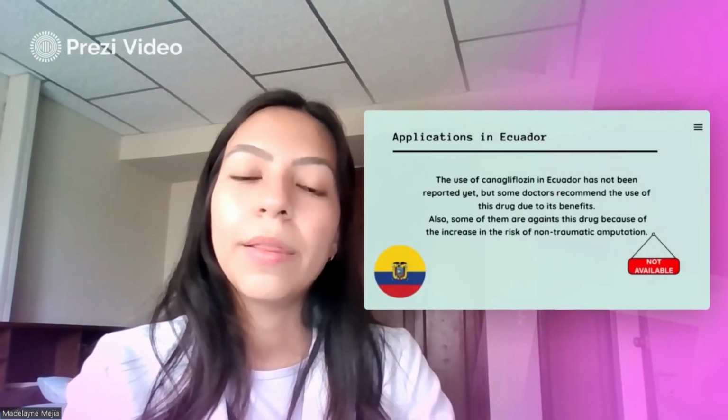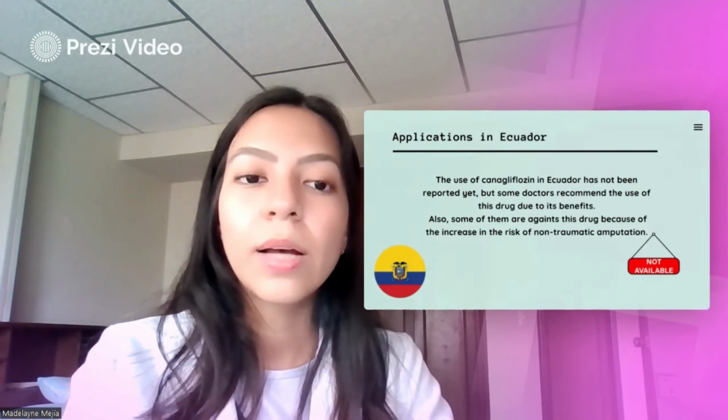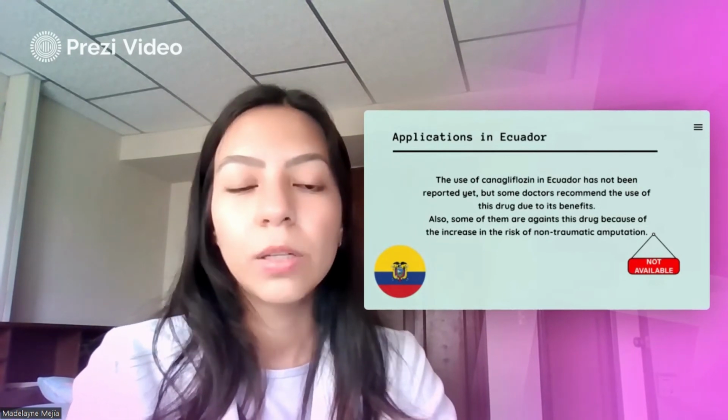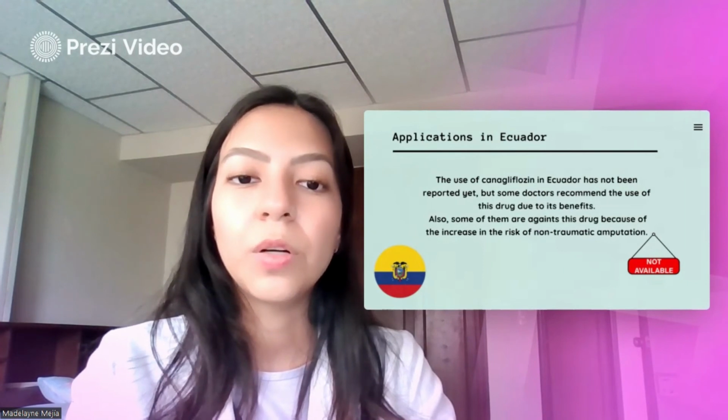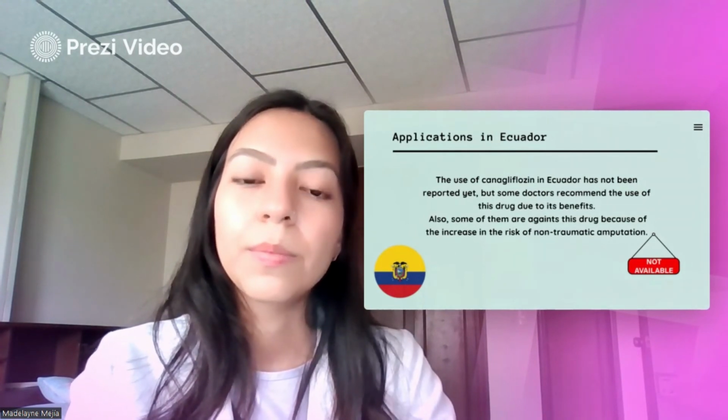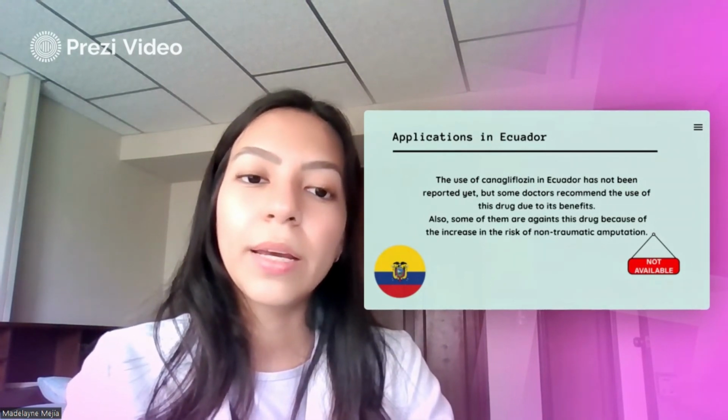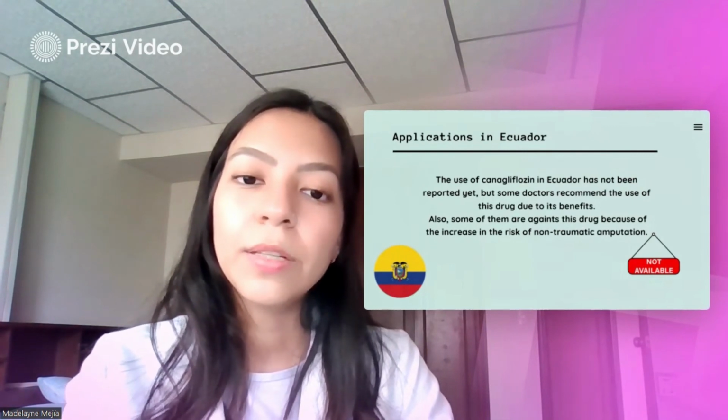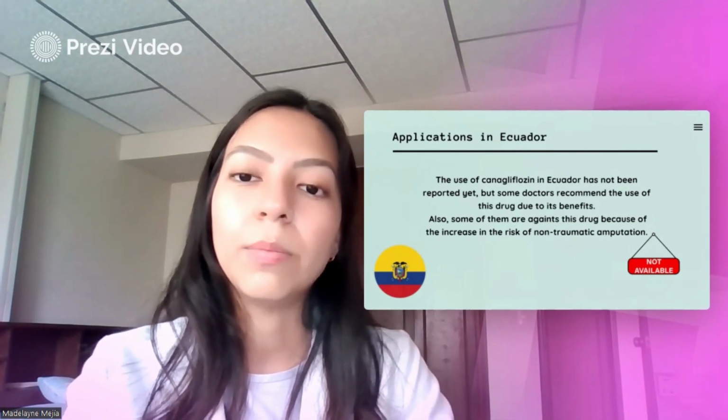Applications in Ecuador. The use of canagliflozin in Ecuador has not been reported yet, but some doctors recommend the use of this drug due to its benefits. Also, some of them are against this drug because of the increased risk of non-traumatic amputation.